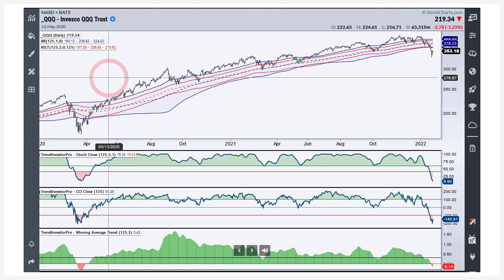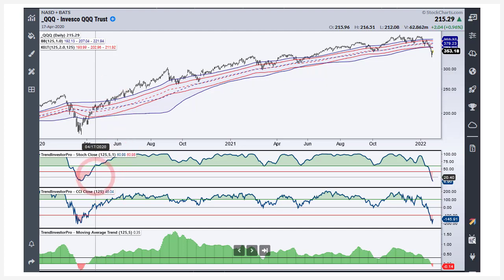And then a little bit later in mid-May, we got a Bollinger Band breakout. And if we look at the other indicators, we can see Stochastic Close moved above 60. That means price is in the upper half of its 125-day range when it's above 60, and that's why it turns green. It stays that way until it moves below 40, and when it's below 40, that means price is in the lower half of its range.